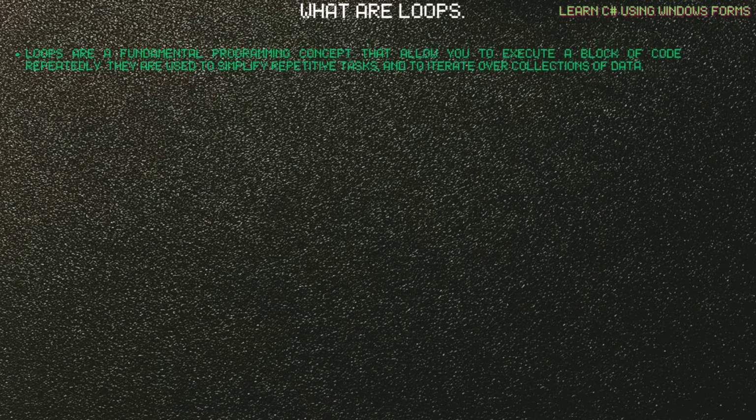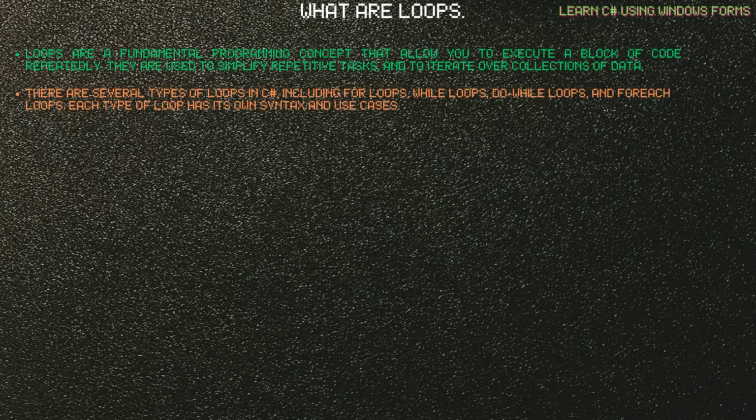What are loops? Loops are a fundamental programming concept that allow you to execute a block of code repeatedly. They are used to simplify repetitive tasks, and to iterate over collections of data. There are several types of loops in C#, including for loops, while loops, do while loops, and for each loops. Each type of loop has its own syntax and use cases.